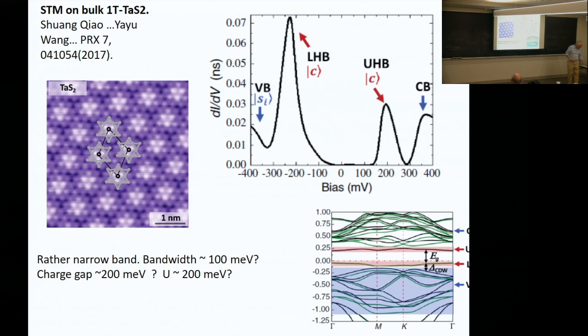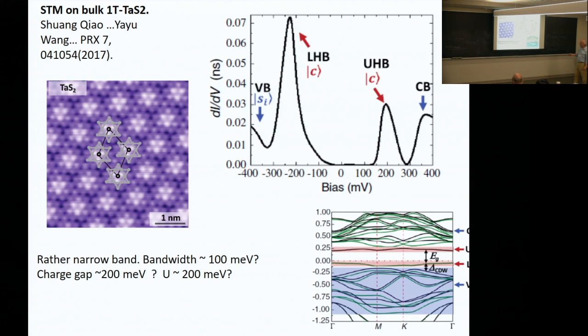In fact, now we have direct data showing this. Now we have STM, so people can actually image these Star of David. This is STM data from Yayu Wang's group, and you can see that this really formed this Star of David. Nowadays, you don't have to imagine. You can see with your eyes these clusters. And they can do spectroscopy. You can see that indeed, this measured the local density of states. That is zero, so it's an insulator. And there's a so-called upper Hubbard band and lower Hubbard band for adding or removing carriers.